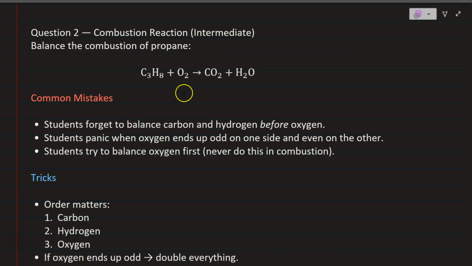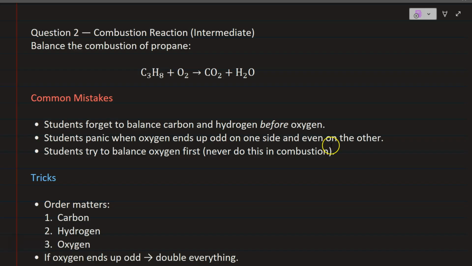So here are the common mistakes that I wrote down just to watch out for. The students forget to balance carbon and hydrogen before oxygen. If you do the oxygen first, it's going to be a mess. So don't do it. Just start with the carbon and then hydrogen. The students panic when oxygen ends up odd on one side and even on the other side. This is the part where I mentioned that the coefficients that we are adding cannot be fractions. They have to be integers, and there's a trick to that. I'm going to show you how to do this. Okay, it's very simple, and if you do this, you're going to get it right every time.